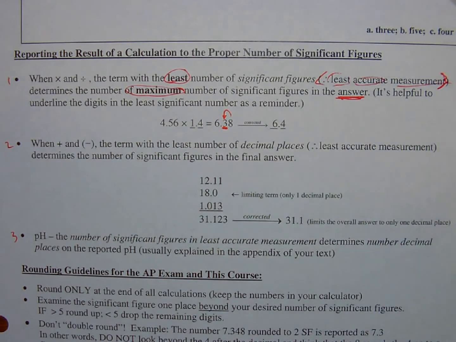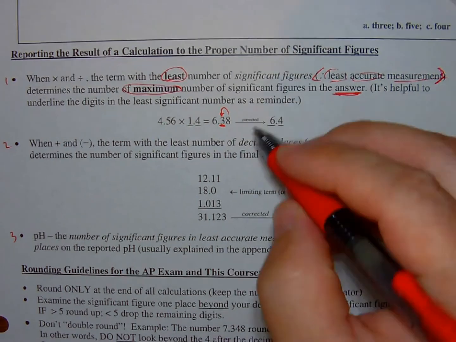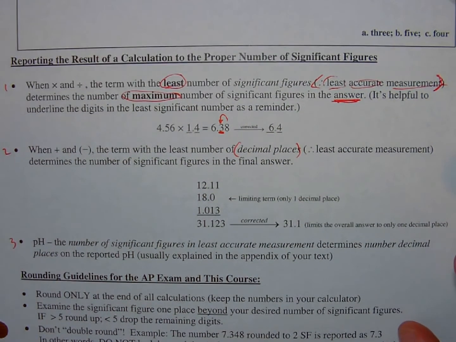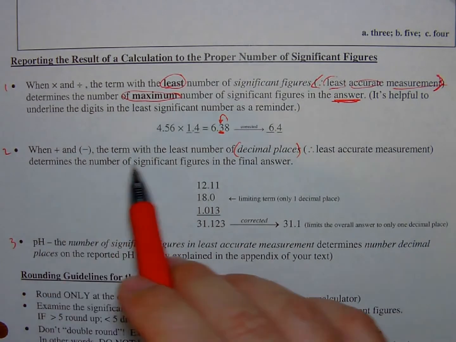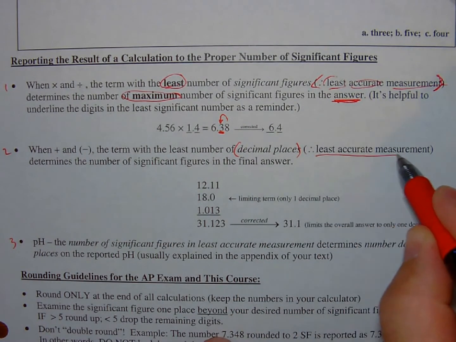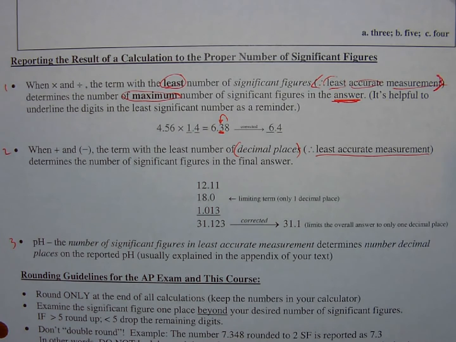When using addition and subtraction, right? Please don't say, what we'll talk about it later. But when using addition and subtraction, the term with the least number of decimal places. Notice how when we were talking about multiplication and division, we had to count the number of significant figures. We're talking about addition and subtraction. We count the number of decimal places. And the least number of decimal places is going to identify the least accurate measurement.